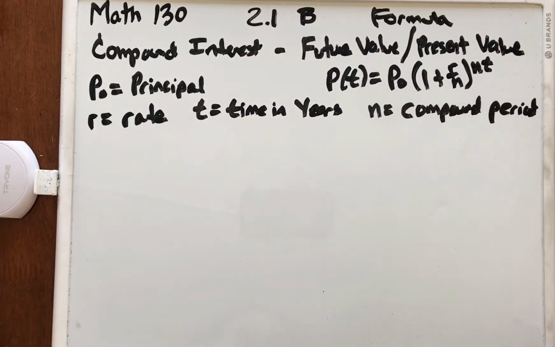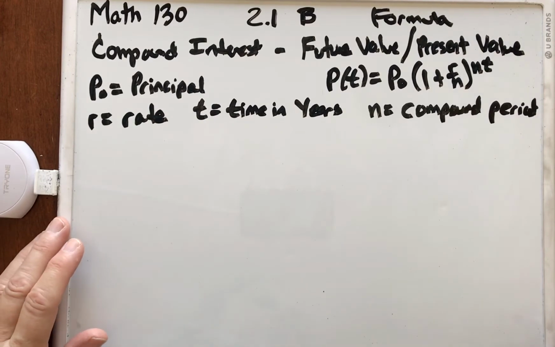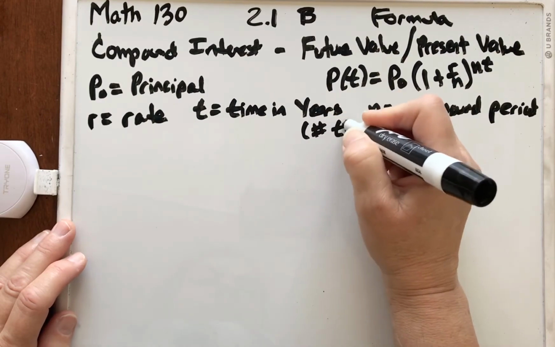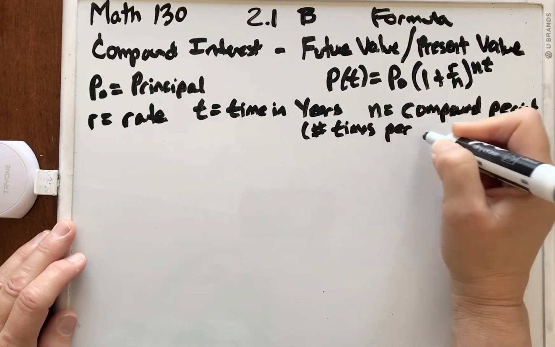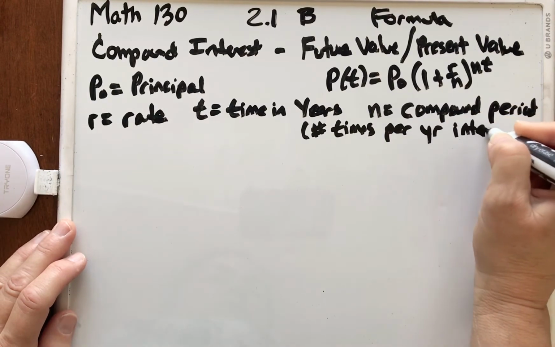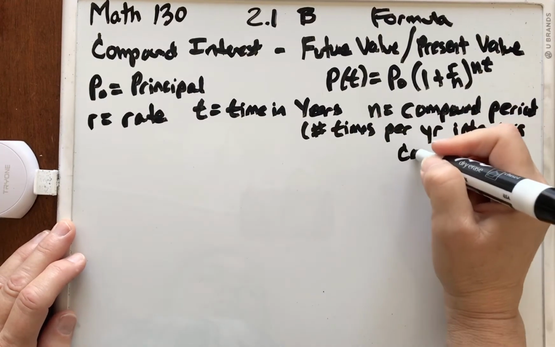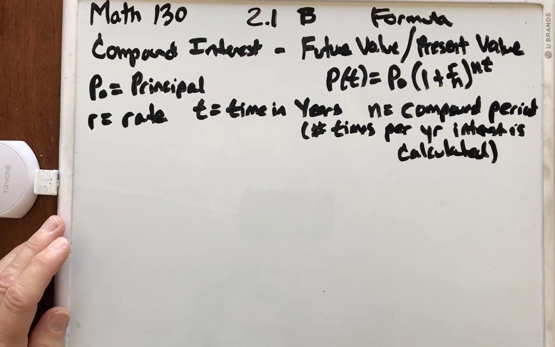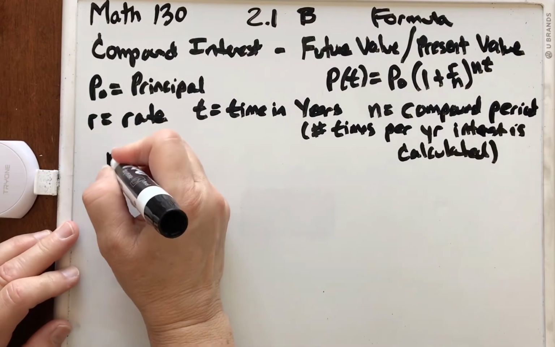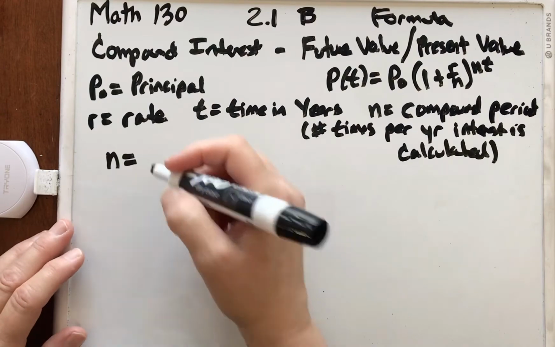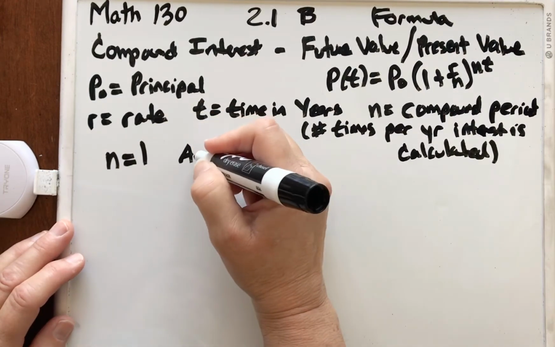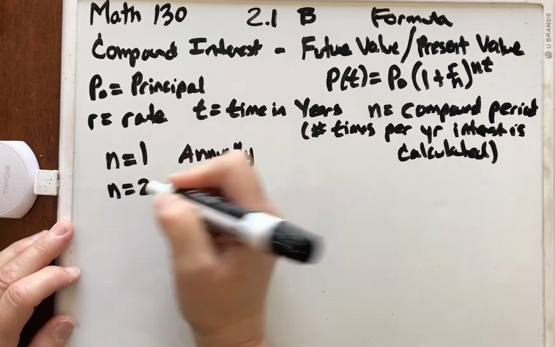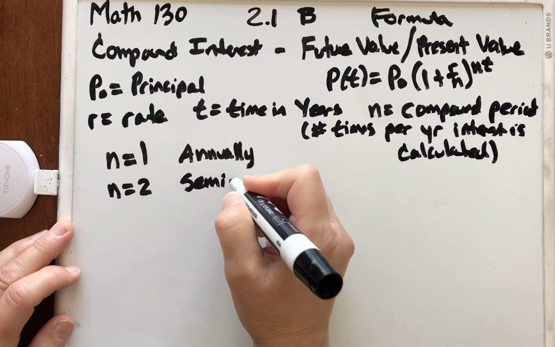Now, what is a compound period? It's the number of times per year interest is calculated. So I'm going to put this here. Number of times per year interest is calculated. Okay, that's what our compound period is. So for example, if we're only going to calculate interest once per year, we'd say N equals 1, and we state that as annually. Okay, N equals 2, we call that semi-annually.